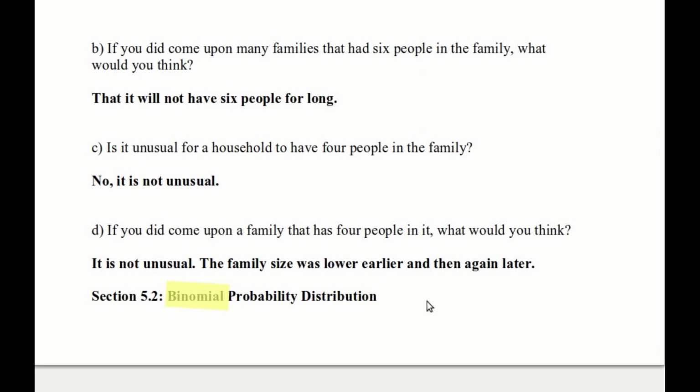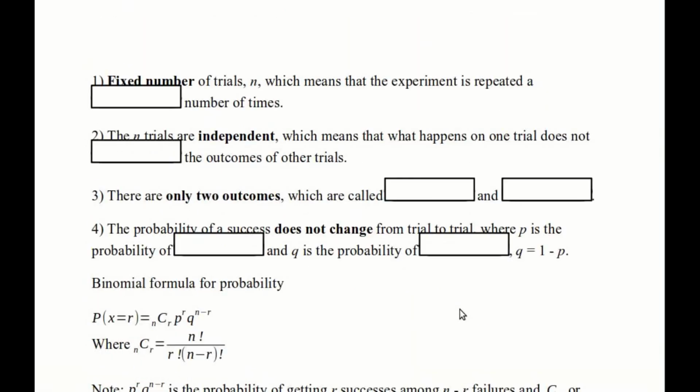A binomial probability distribution is different from just a discrete probability distribution where you go out and collect the probability of each one. And that's because the results come from a fixed probability. So 4 things have to happen before you can get a binomial probability distribution. There has to be a fixed number of trials. That's almost certainly n, and that experiment is repeated a specific number of times, n times.